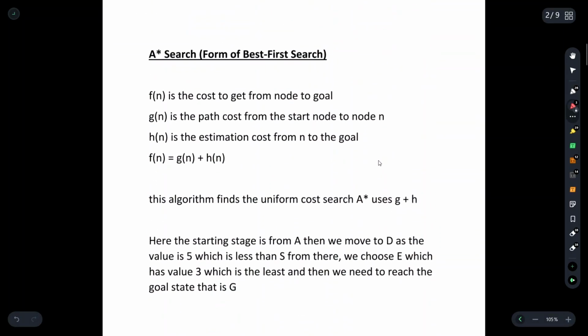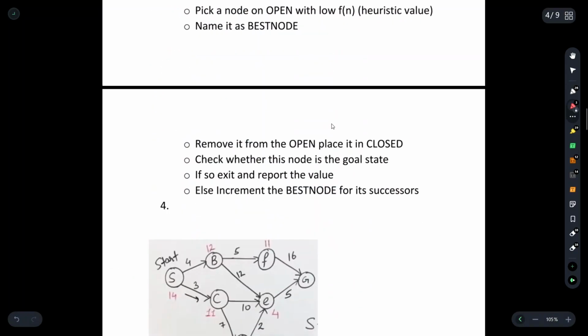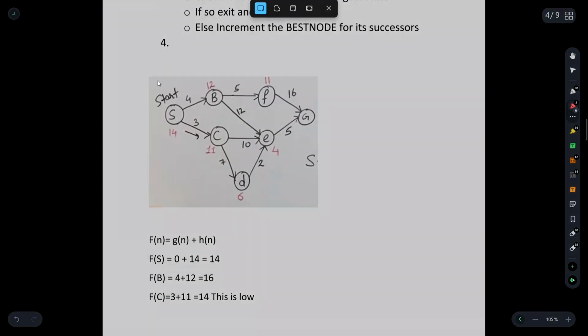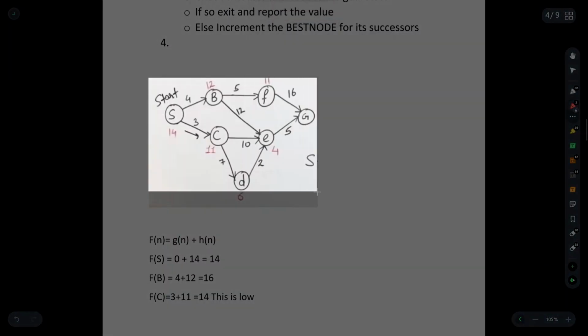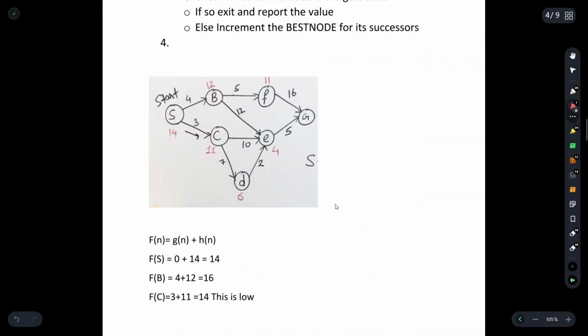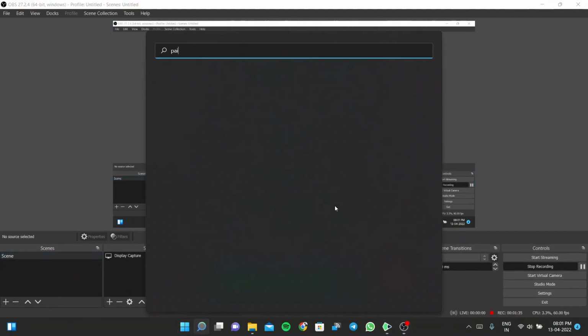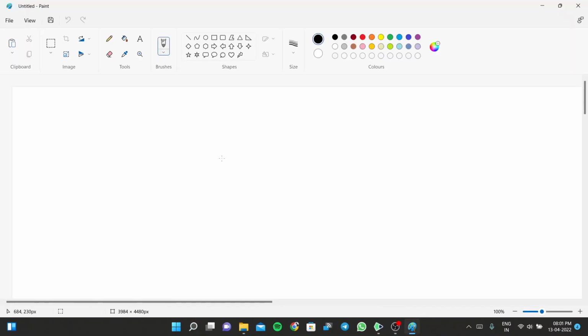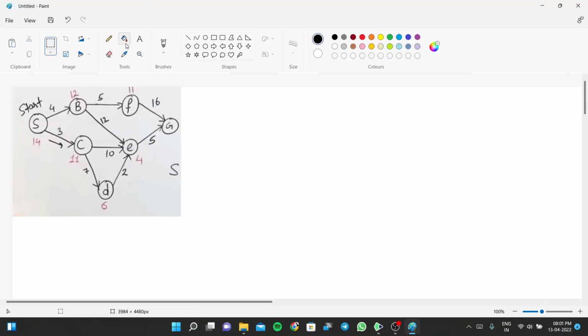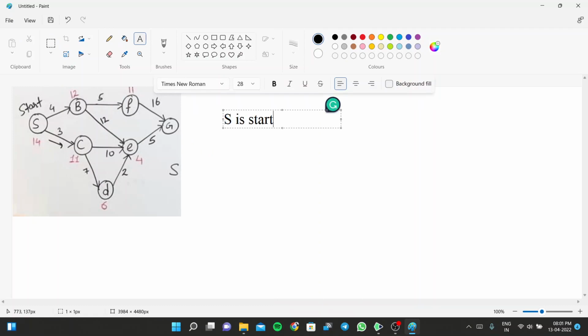And then here is one of the important ones, the A star search algorithm. Before discussing the concept, we will try to solve one particular problem. After solving this, I think most of our ideas get clarified. So here S is the start node and G is the goal node. Let us write it here: S is start and G is goal.